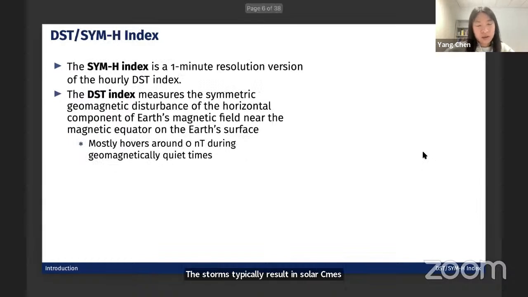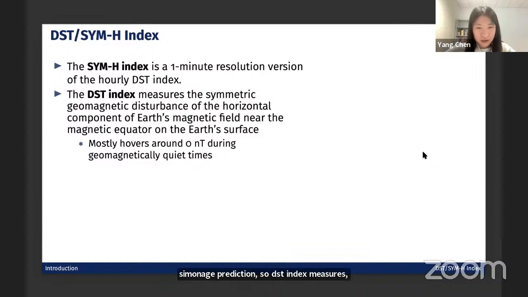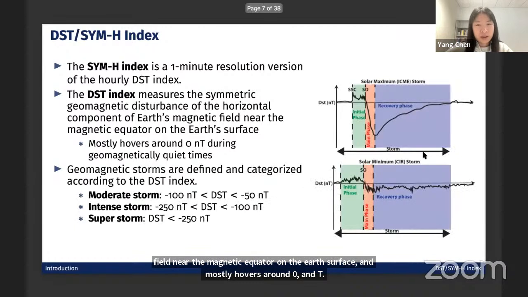And in this particular work, we focus on the Sym-H index, which is a 1-minute resolution version of the hourly Dst index. And Dst prediction has been in the literature for a while before we even started working on Sym-H prediction. So the Dst index measures the symmetric geomagnetic disturbance of the horizontal component of the Earth's magnetic field near the magnetic equator on the Earth's surface, and it mostly hovers around 0 nT during the geomagnetically quiet times, but during storm times, it can be very extreme.